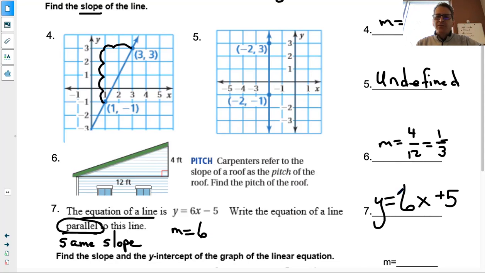So I've got the same slope of 6, and I just changed the intercept from a minus 5 to a positive 5. So I've got an equation of the line that's parallel to this line. And that would be your answer for number 7.